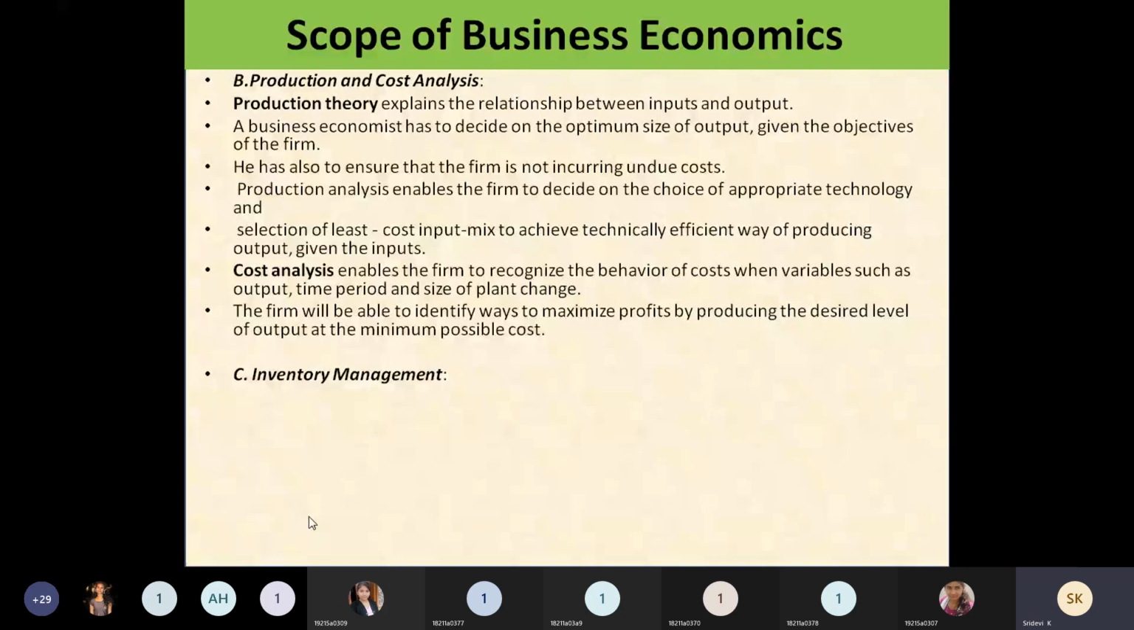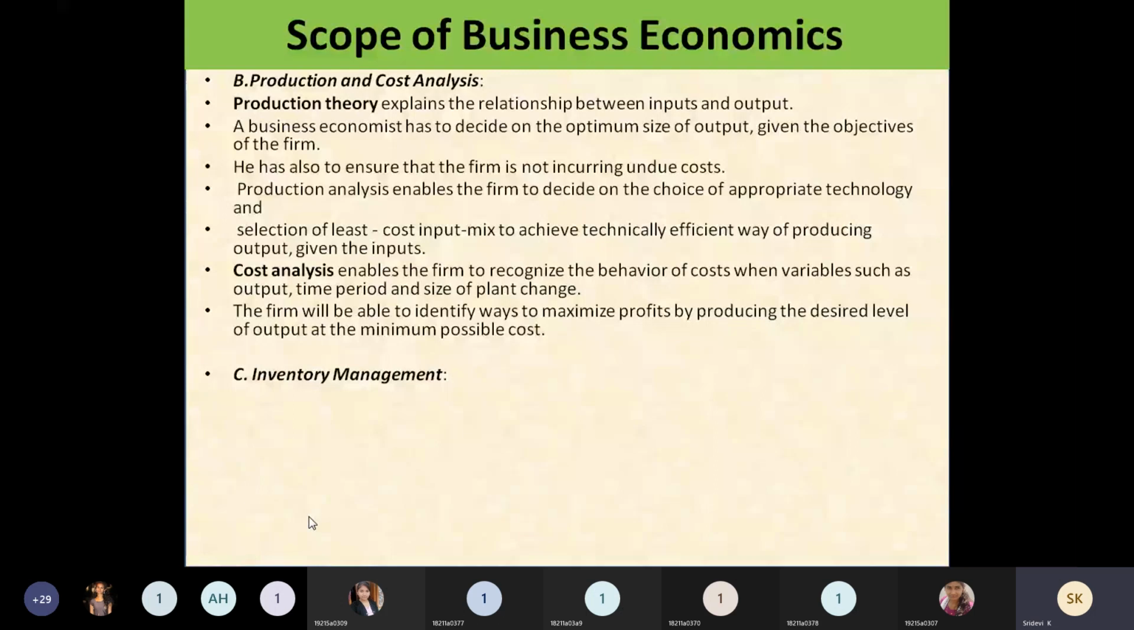So that relationship we are going to analyze, because this is one of the most important things, where you need to reduce your cost. If you reduce the cost, then only you can sell your product at a minimum price, so that you can compete with the competitors. That is what is needed here. For that purpose, we give importance to production analysis and cost analysis, because it is a competitive market.